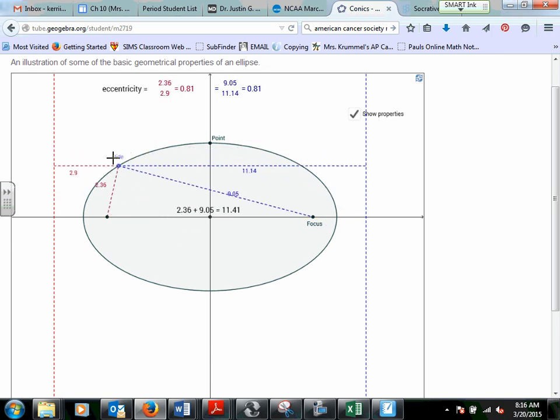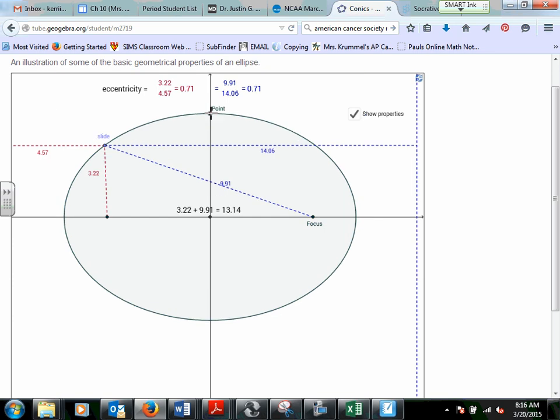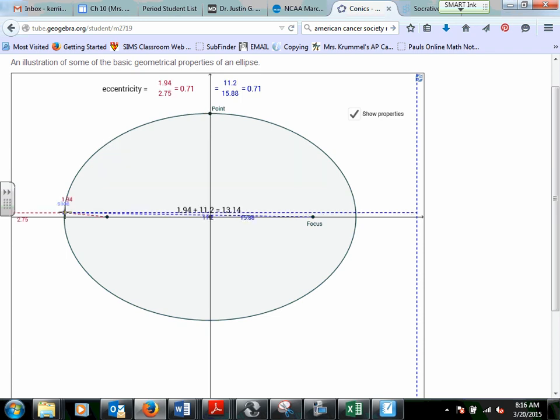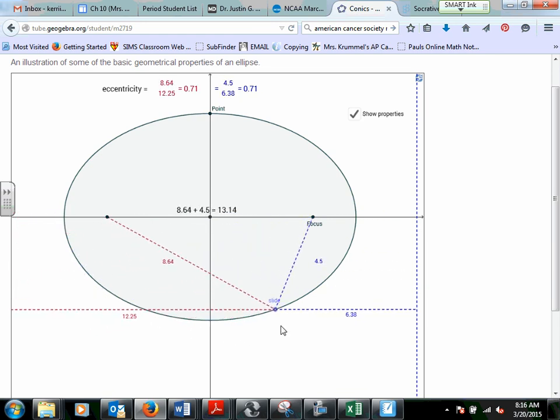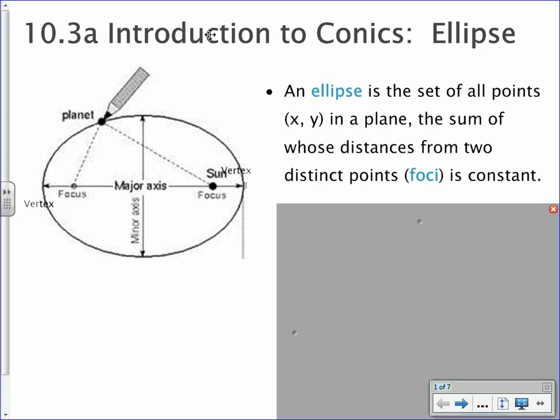Okay, so that is what makes an ellipse special. I can make this ellipse bigger. Now the sum of those two distances is 13.14, and as I move this point around, it remains 13.14. So any point on the ellipse, when we measure the distances to the foci, their sum will be the same no matter what. Okay, kind of a lot in that, but that is the geometric property of an ellipse.